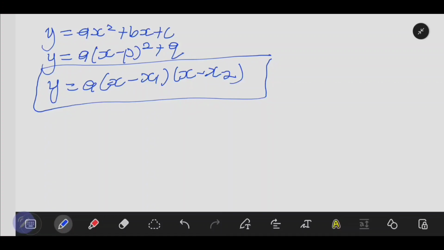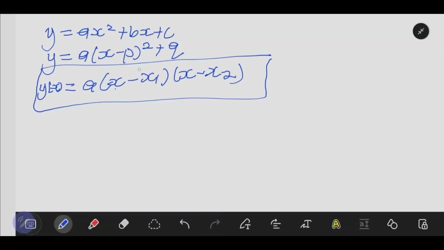From this equation, we already know the effect of a, that a determines the shape of the graph. If a is greater than 0, smiley parabola. If a is less than 0, sad parabola. In this case, x is just a variable in this function, because actually this is y of x or f of x. It means that this function is a function of x.